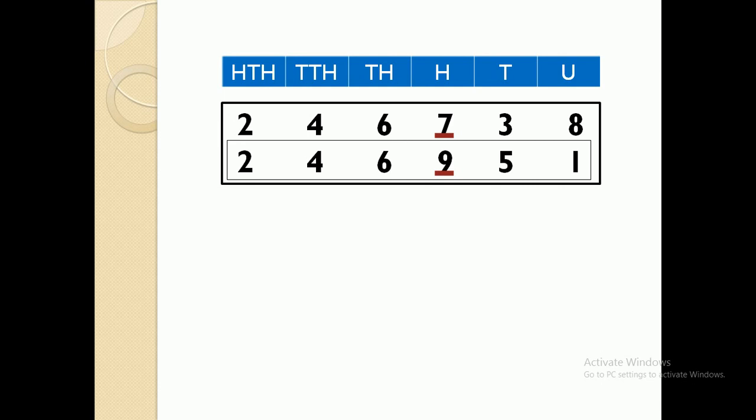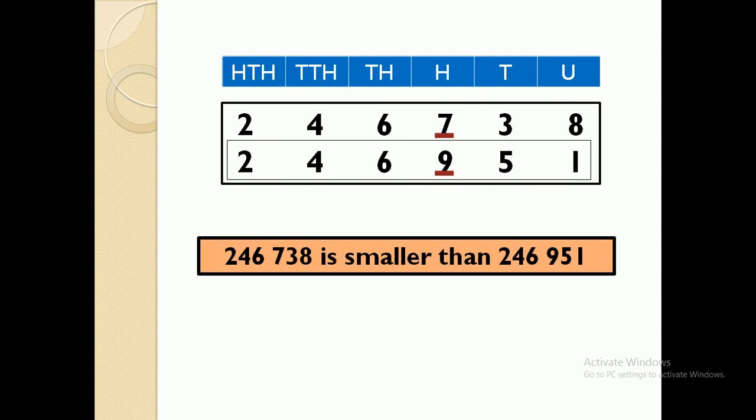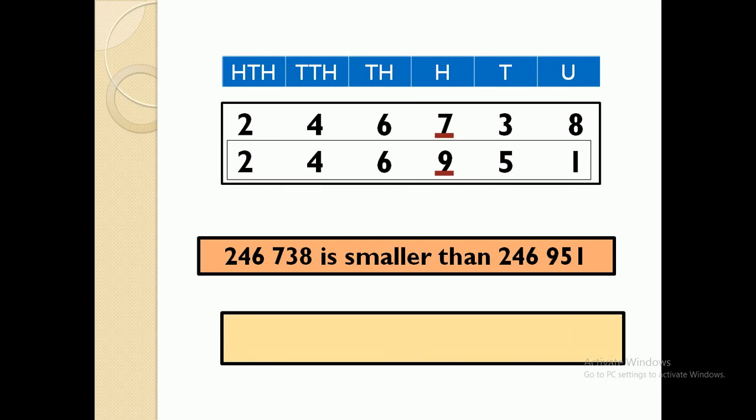So we are comparing the digits or the values to find out the smaller number. So we get that the number 246,738 is smaller than 246,951, and we can write it by using the symbols. Now students, this symbol is used as smaller than, and you know that the closed end of the symbol indicates a smaller number, as you can see.